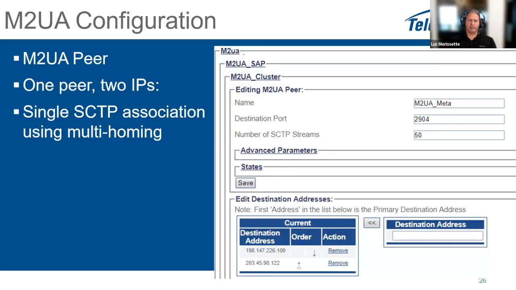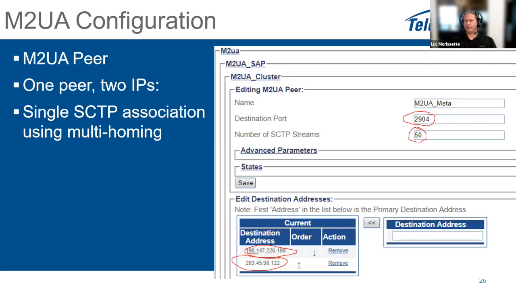Then if you look at the bottom, you have your M2UA peers. So this will be the port of the destination. Then you will need to give at least one IP for that destination, but it's possible that you need to have more than one IP. When you have more than one IP like this, it creates only one SCTP association, and it can be switched from this IP to another IP if one of them becomes down.